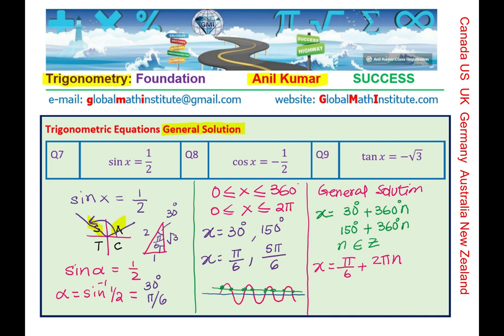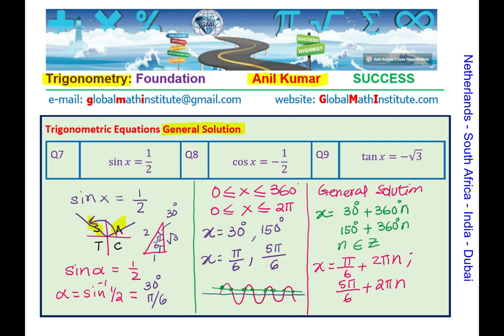Or this is one, right? The other one is 5 pi by 6 plus 2 pi n. So that becomes your general solution for sine x equals to half. Is that clear to you? In a very simple way.